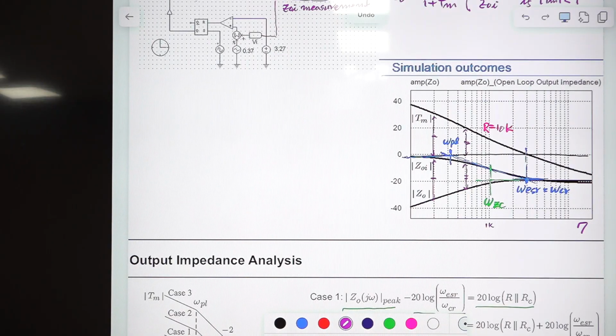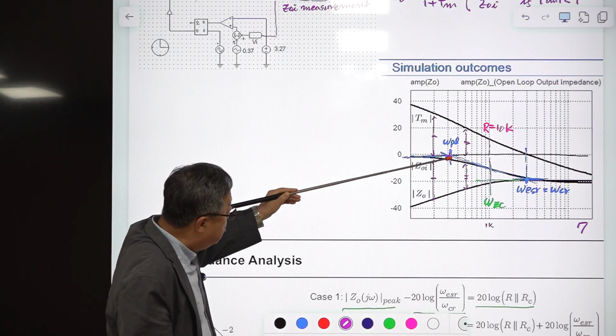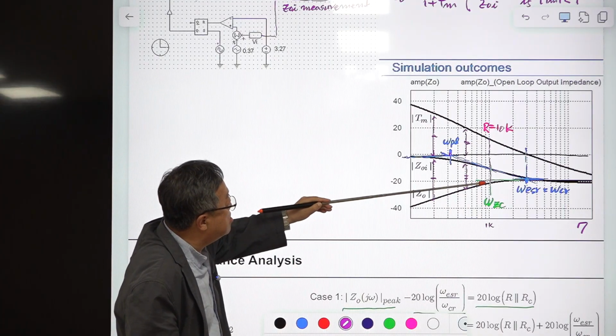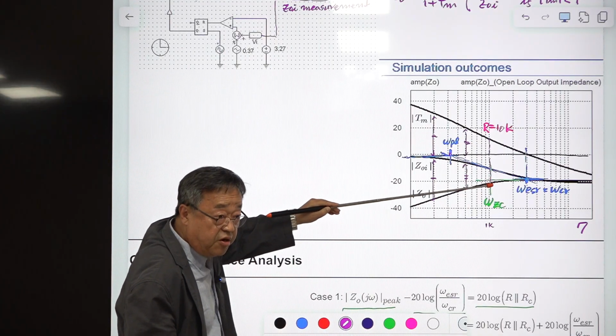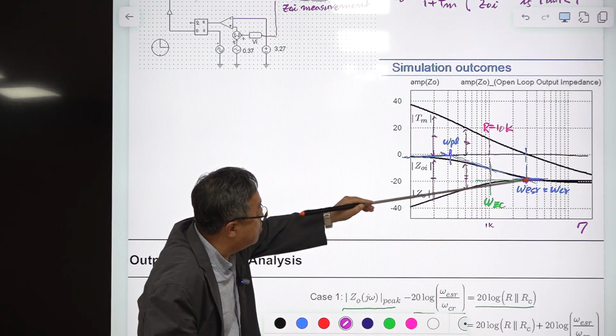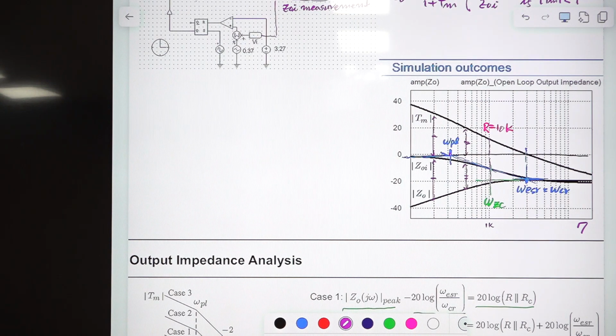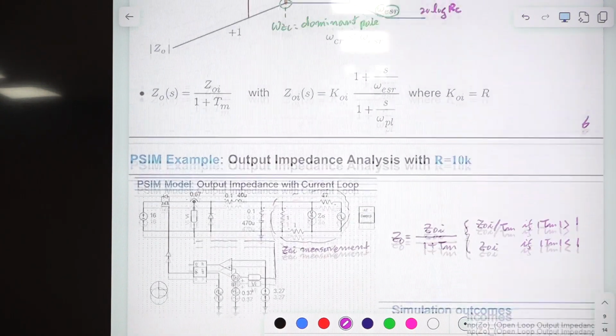Oh no, this is true. No, this is omega GC. Omega PL does not appear here. Okay, so this omega PL is not okay. Is it there? And omega GC is where the compensation zero is occurring here, right? And this is the loop gain crossover frequency, which occurs at the omega ESR. Okay, so this is the justification of this.